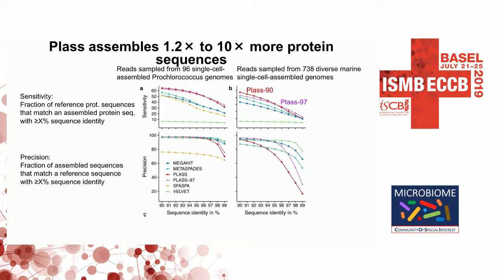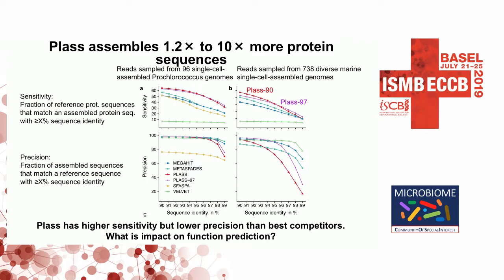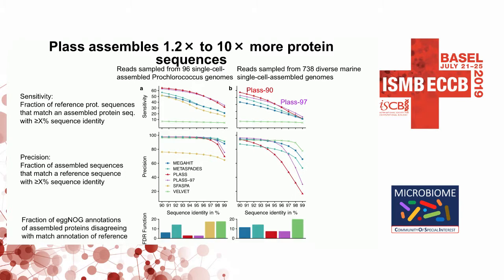Now, interestingly, the question is, do these sequences that we assemble, because of their lower precision, have a negative impact on function prediction? And the answer is clearly no, because they do have a lower precision, but they have a longer length because they're usually more complete. If you look at the quality of functional annotations using eggNOG, we can run the eggNOG mapper both on the assembled proteins and on the reference ones, and then look at whether the annotation is the same. You see that the false discovery rate for Plus is actually quite a bit lower than for all the other nucleotide tools.